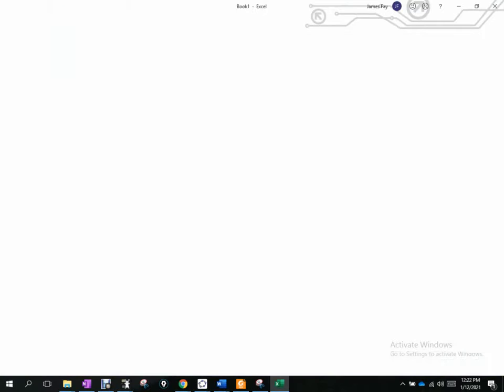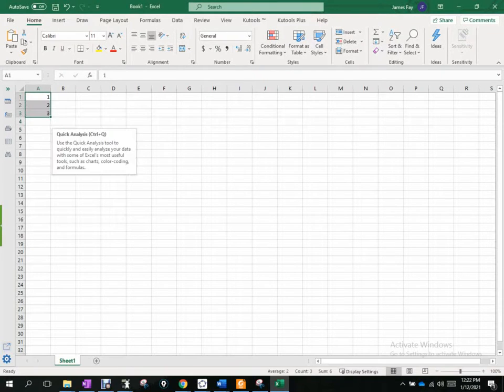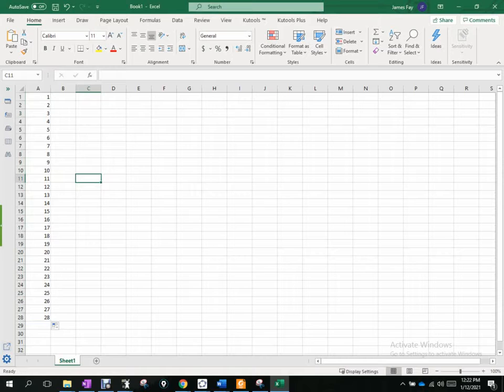Which is Microsoft Excel, just a giant calculator. So what I'm going to do here is type in my integers, 1, 2, 3, and you can type those in as far as you want, but I'm going to type in 1, 2, 3, and then click and drag. It'll fill them in automatically for me.